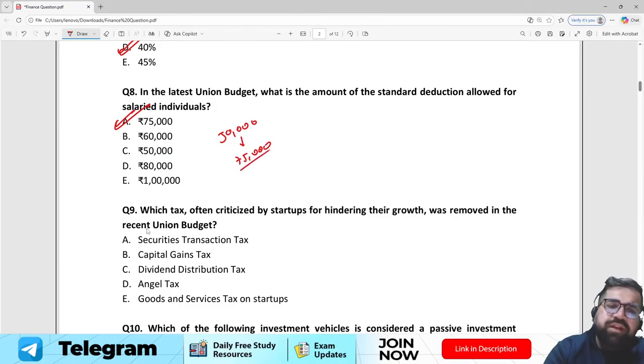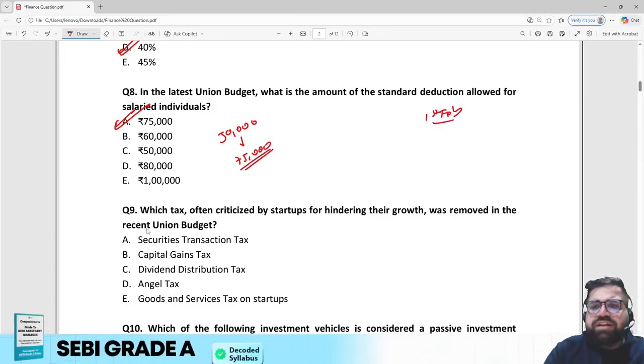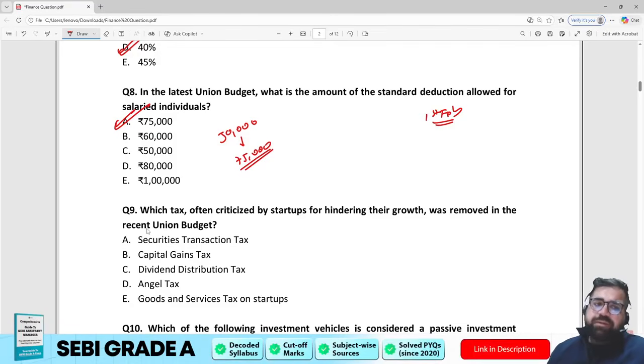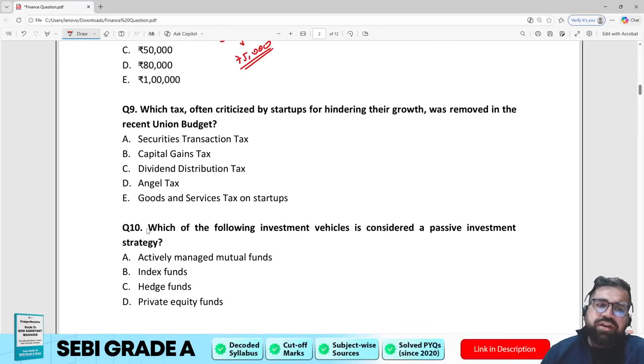Now we have to wait for this year's budget, which is scheduled on 1st Feb, right? So do cover the budget and economic survey. Like basic highlights you should be able to understand because there can be a direct question on it.